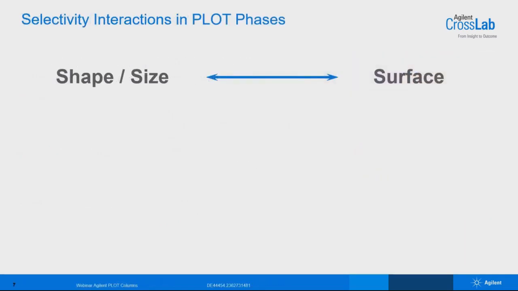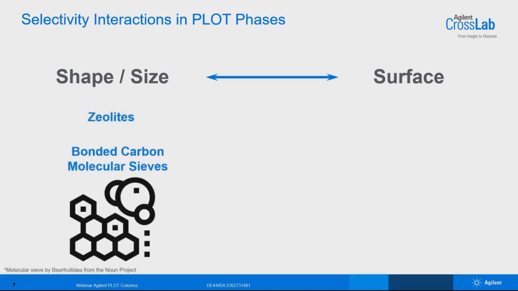We can distinguish two main interaction mechanisms for PLOT columns. One is based on shape and size, and the other on surface interactions. A good example of materials that rely on shape or size interactions are zeolites or molecular sieves, and are used often for the separations of permanent gases. Molsieve 5A is a good example, but also porous carbon serves as a shape selector.